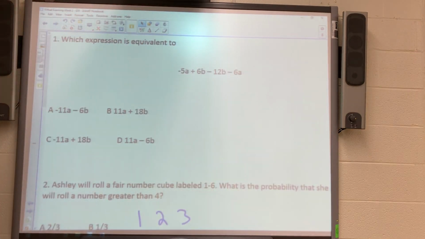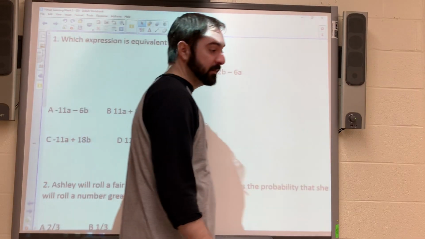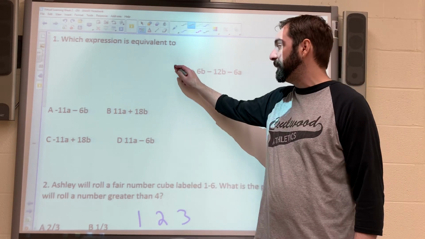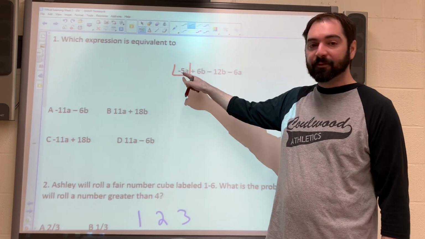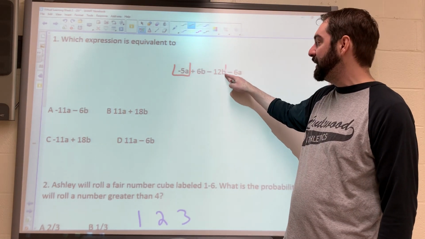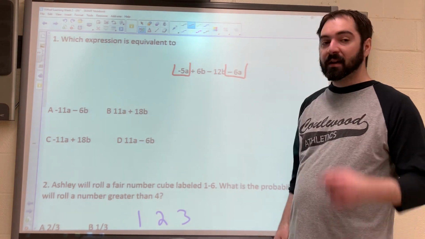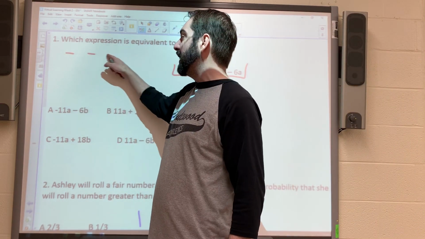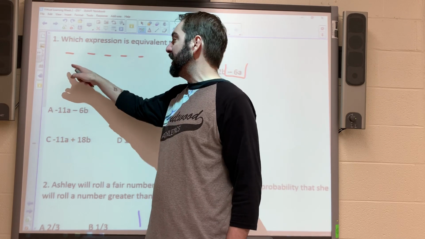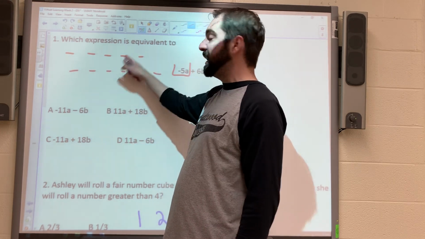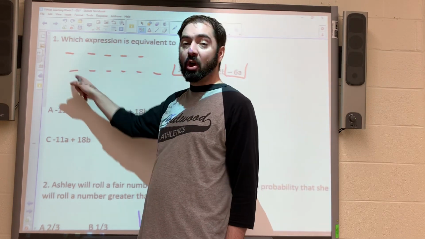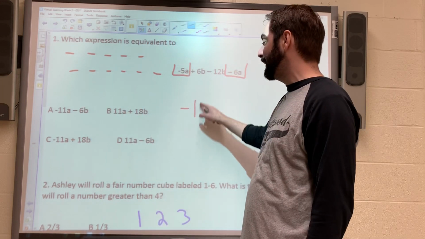Warm up. Question number 1. We are combining some like terms. So again, use some kind of strategy to figure out what goes together. I have a negative 5a that's being combined with a negative 6a. Again, bunch of different ways I could do this. I could draw out 5 negatives and then draw out 6 negatives, and then realize I have no zeroed pairs, so they must all be negative. That means I have negative 11a.